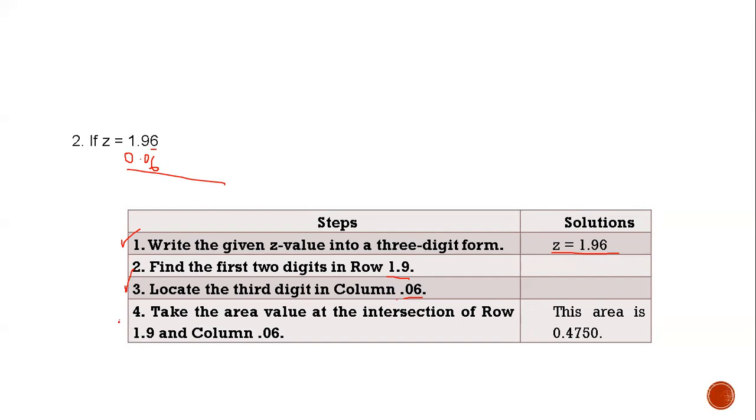Therefore, the area of the intersection between 1.9 and 0.06 is 0.4750. Pwede din natin siyang i-convert into percentage. So, percentage natin yan, we have 47.50 percent. Times nyo lang sa 100. Okay, I hope it's clear na. Recap na lang to sa part of the review.